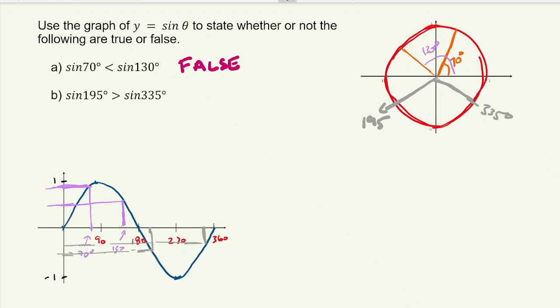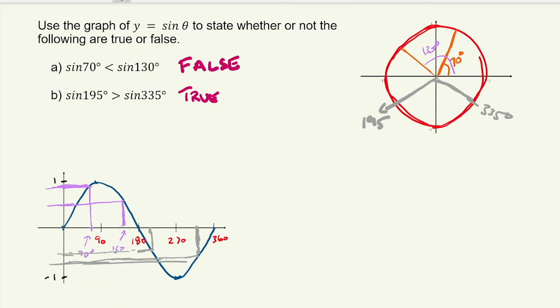Might be a bit different there. I might have it in a slightly wrong spot. Let's try that again. Get rid of those. I actually think it's going to be a little bit closer down here. Got it in the wrong spot there. There we go. That's a bit better. And you can see it is actually lower, so this one is going to be true, because sine of 335 is actually lower than sine of 195 on our sine graph.